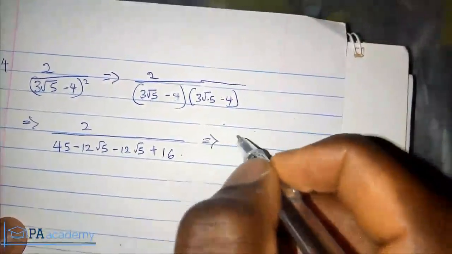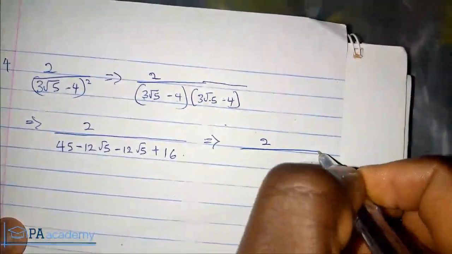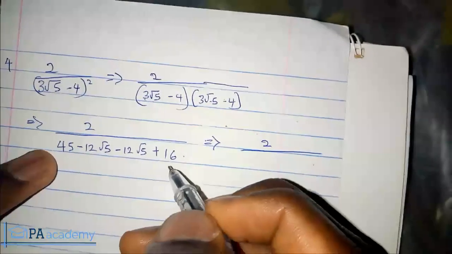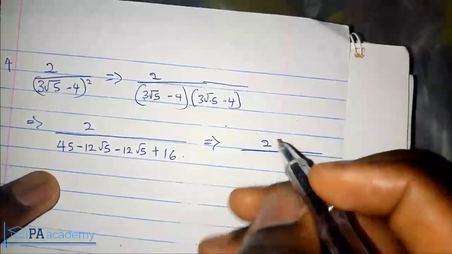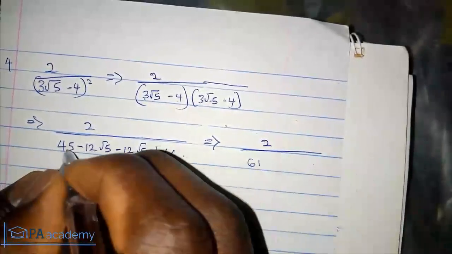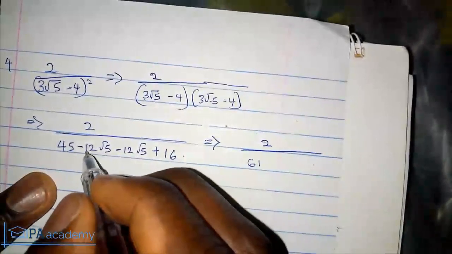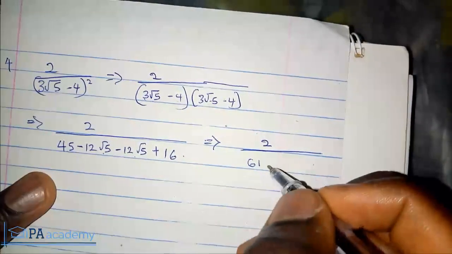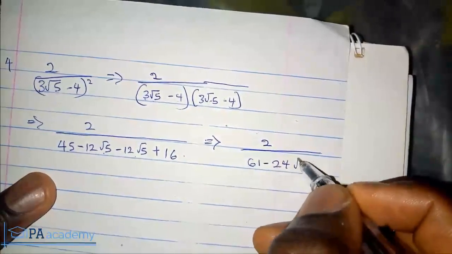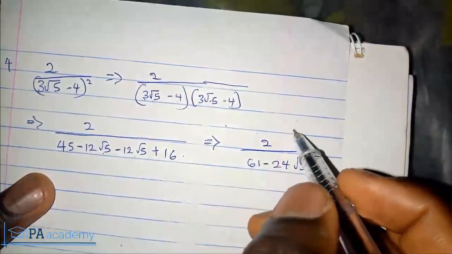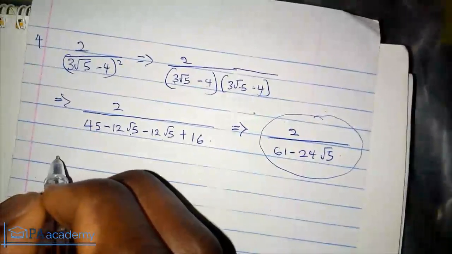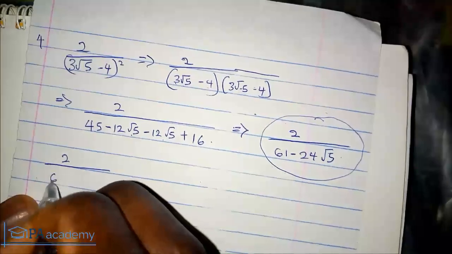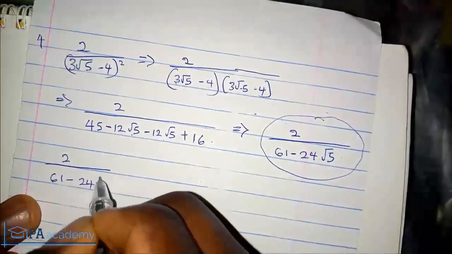So let me continue here. So we have 2 over 45 plus 16, that is going to give us 61. Then minus 12 root 5 minus 12 root 5, that will give us minus 24 root 5. So this is what we are going to rationalize. So let me write it down here. We have 2 over 61 minus 24 root 5.